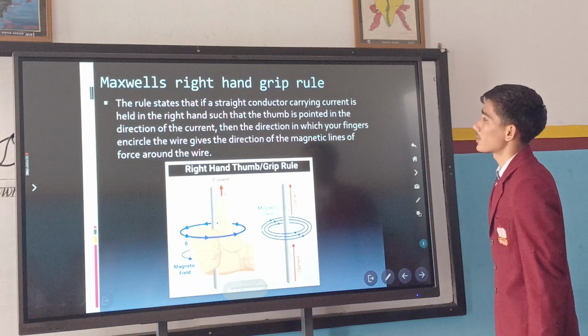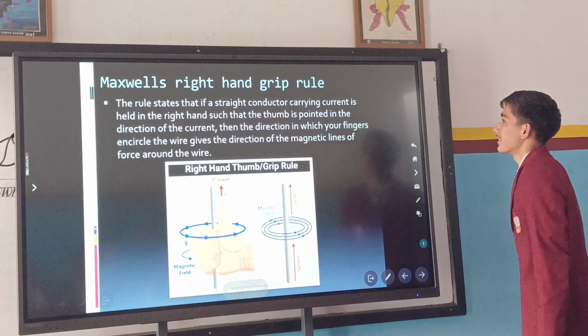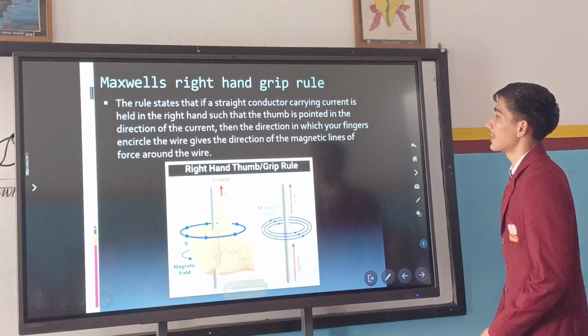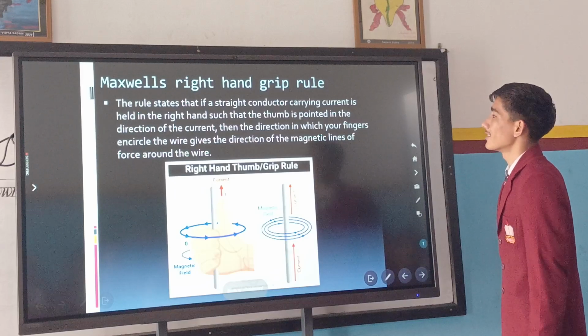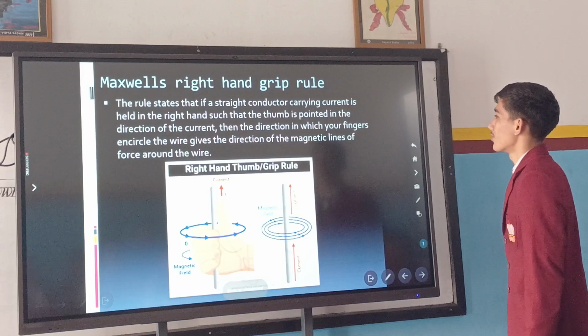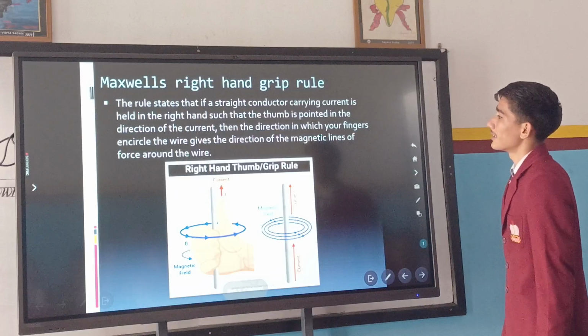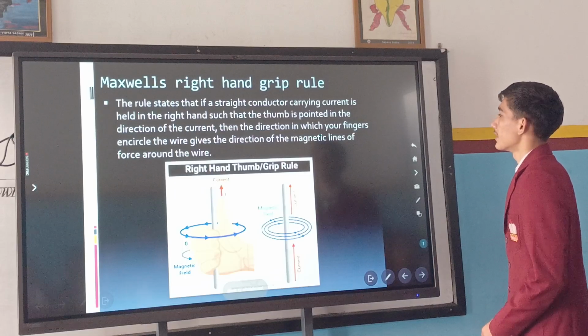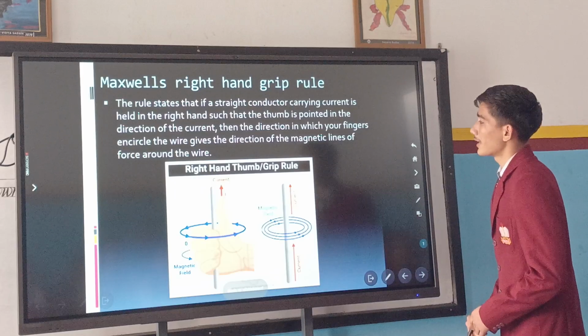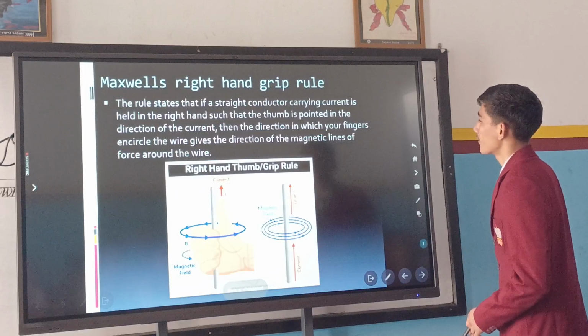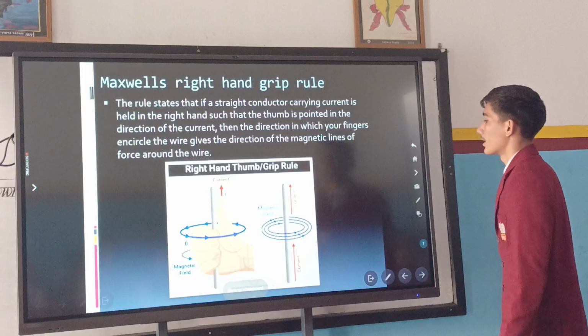Another one is Maxwell's right hand grip rule. The rule states that if a straight conductor carrying current is held in the right hand such that the thumb is pointed in the direction of the current, then the direction in which your fingers encircle the wire gives the direction of the magnetic lines of force around the wire.